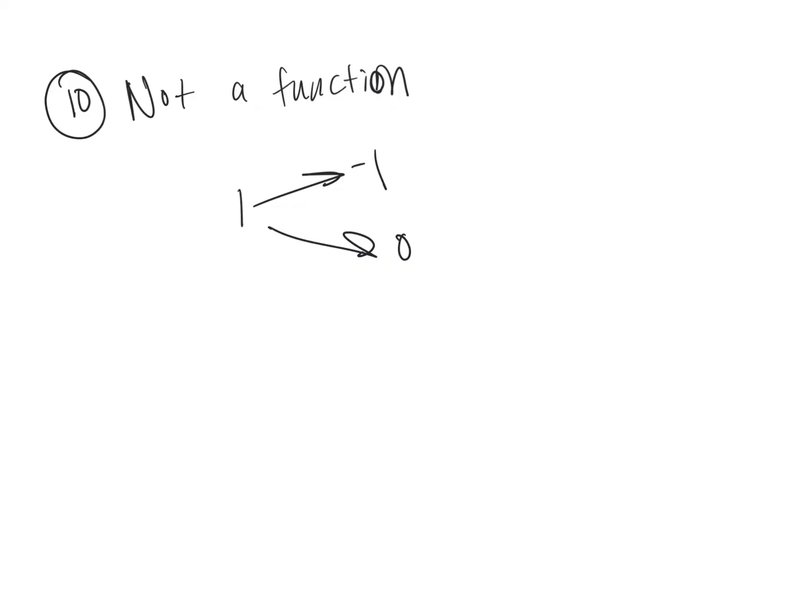Or not a function, sorry. Wait, but because those two 1s in the x's go to different places, you can have multiple y's. Like if I have 2 goes to negative 4, I could also have 2 goes to 6, and that would be fine.